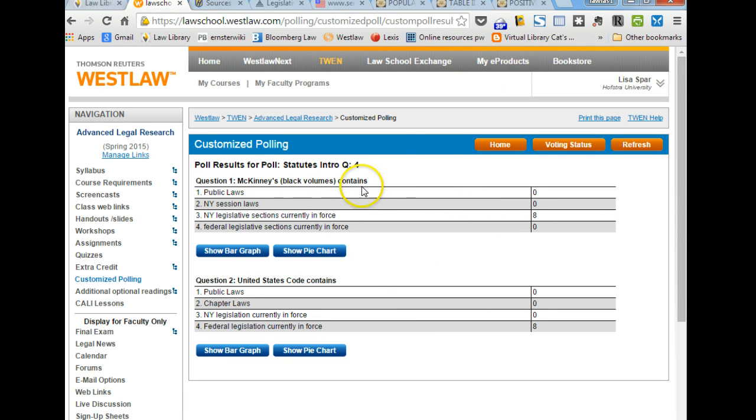So, McKinney's black volumes contain New York legislative sections currently in force, and U.S. Code contains federal legislation currently in force. We're all good. So the two of you who are rather shy, speak up or forever hold your peace if you've got any questions.